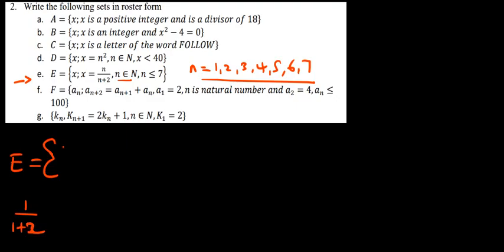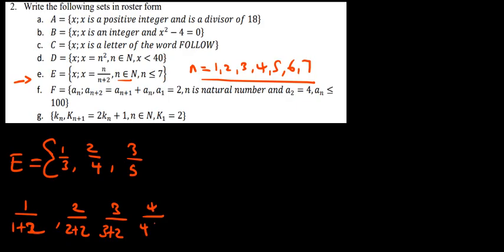That will be 1 over 3. Okay, and then the second one will be 2 over 2 plus 2, which will just be 2 over 4, comma. The next one will be 3 divided by 3 plus 2. That will be 3 over 5. And then the next one will just be 4 over 4 plus 2. That will be 4 over 6, comma.